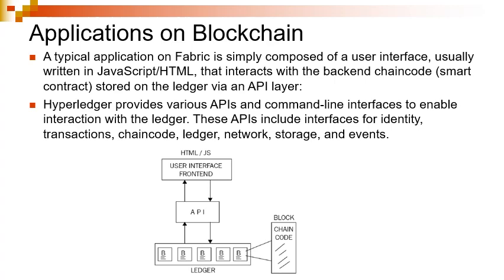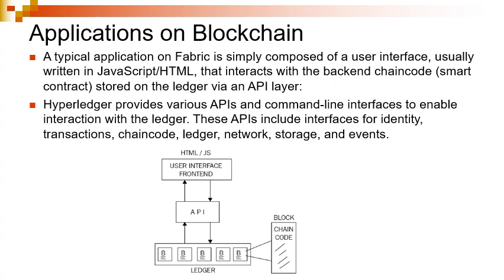There is a user interface front end, and there are APIs. The user interface is written in HTML or JavaScript, and users can communicate with the blockchain through the APIs. And the transactions will happen. You can see the chain code. Chain code contains the business conditions. Our chain code is nothing but the smart contract in Hyperledger Fabric.